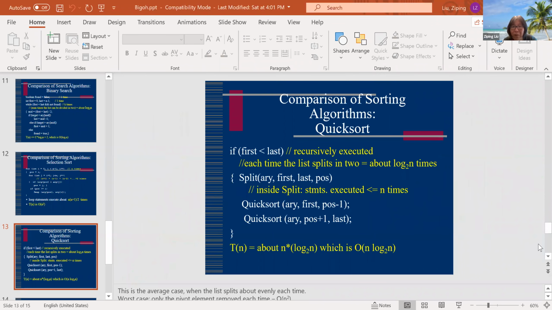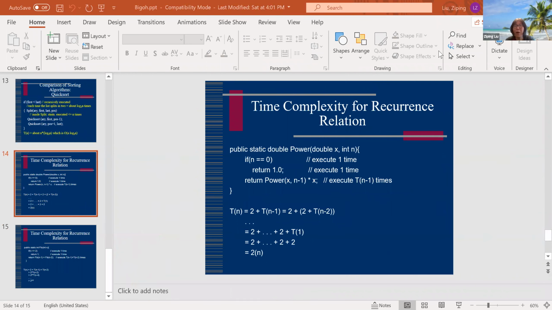And then next, let's see. Here we have another concept, because regarding quick sort, it's recursive, is it? So how do we do the time complexity? Sometimes we also say time efficiency. Anyway, this Big-O is also called time complexity analysis. For recursive, we call it recurrence relation analysis.